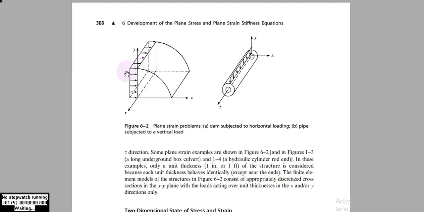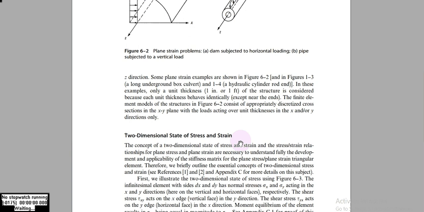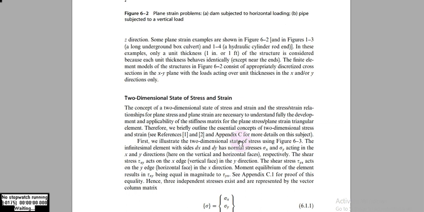Suppose this is the dam, and this is the wall of the dam. The pressure due to the water which is acting on the dam wall is considered as a plane strain, plane stress on the wall. Here also a cylinder or a pipe which is subject to the vertical load, so that this plane is considered as a plane stress plane. Okay, so how can we define the two-dimensional state of stress and strains?